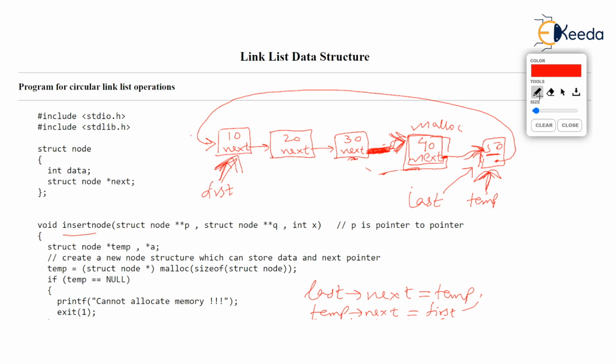But now you see the insert node function has got two pointers. In the singly linked list program, we had this insert node function in which there was only one pointer passed because we were passing only the address of first. But now we will have to pass the address of first and the address of last because two pointers, first and last, are to be manipulated always.